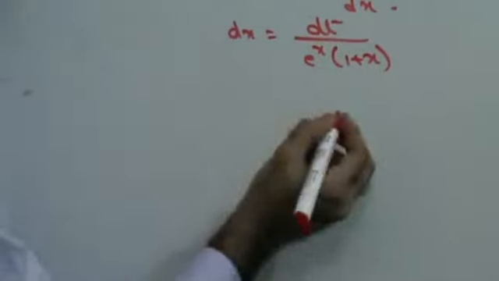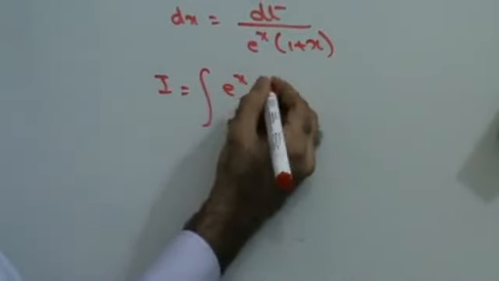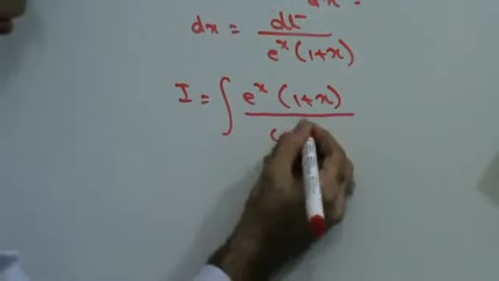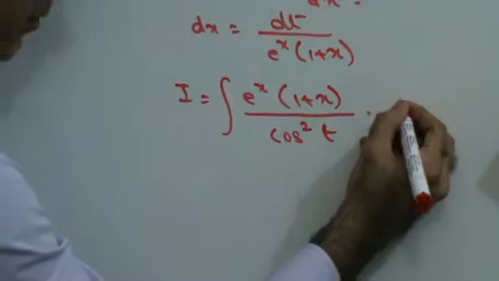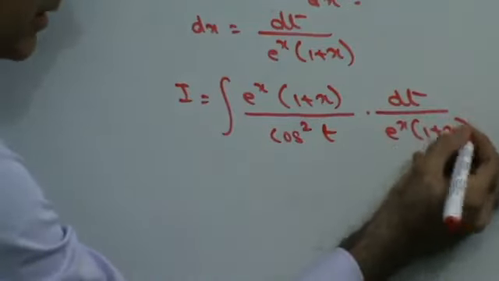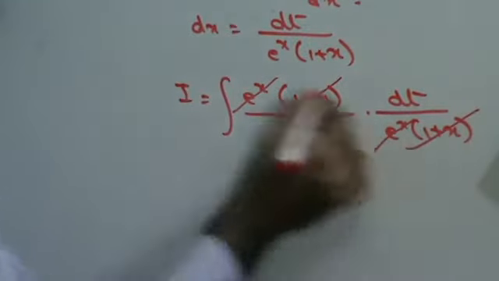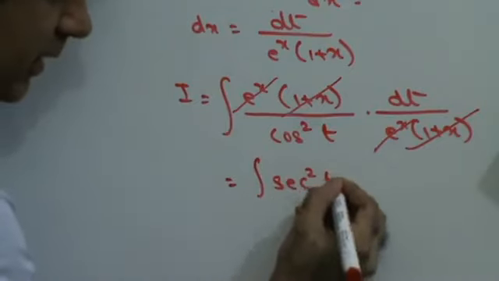Right? Now, let's see this. I can say I is integral of e raised to x 1 plus x upon cos square t. Dx can be written as dt upon e raised to x 1 plus x. E raised to x 1 plus x gone. 1 upon cos square is nothing but sec square t dt.